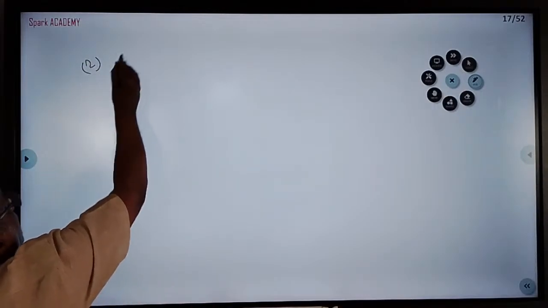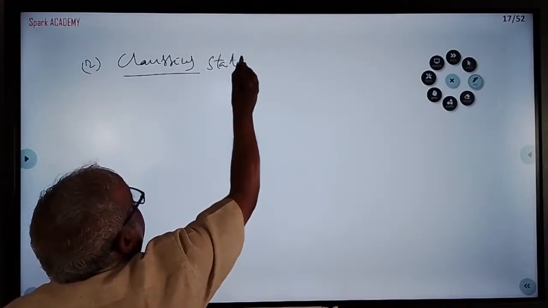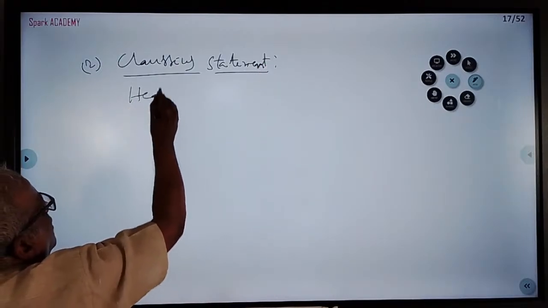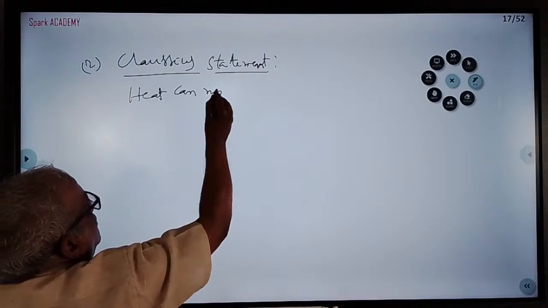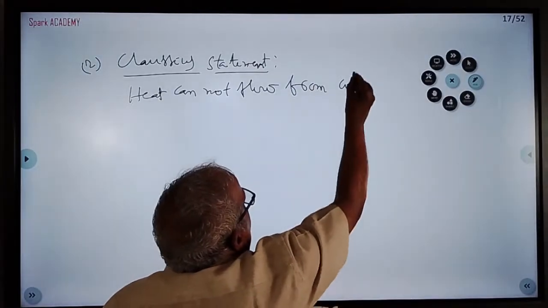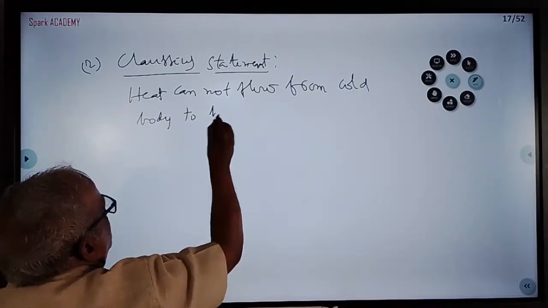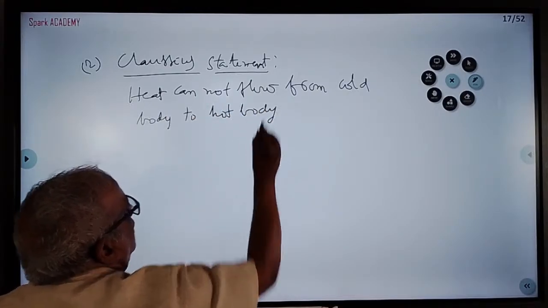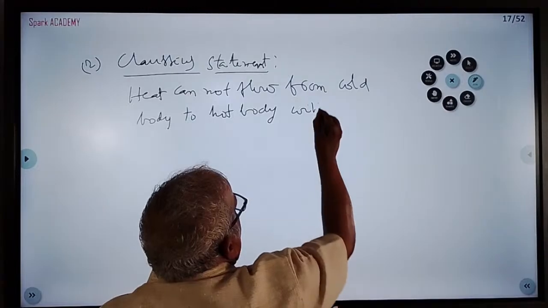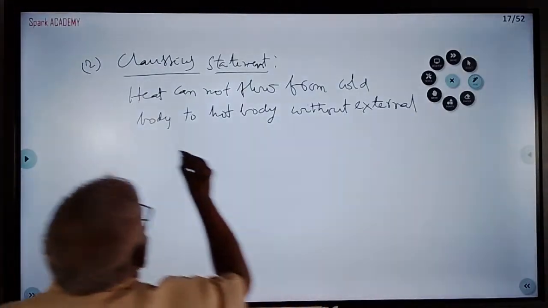Second one is the Clausius statement. What is the Clausius statement? Heat cannot flow from cold body to hot body. Heat cannot flow from cold body to hot body without external agency.